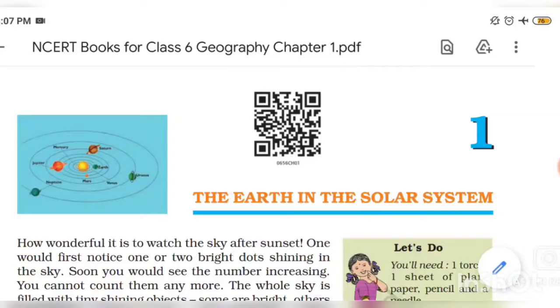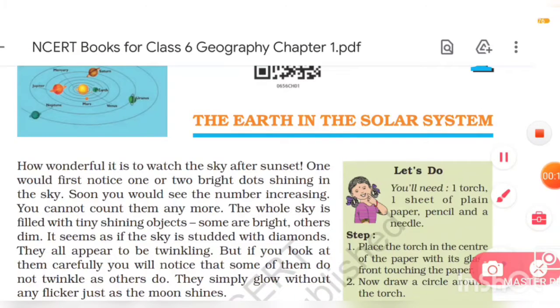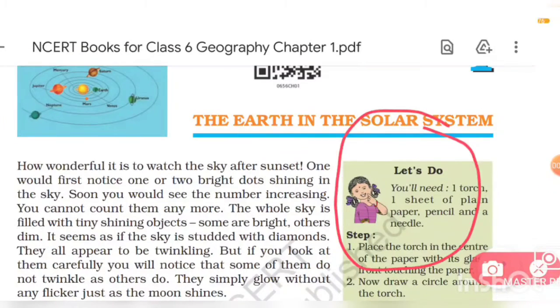Today I will be covering the Earth in the solar system. Before going to discuss the Earth in the solar system, one concept the students should know is that there is one universe, and in the universe there are numerous galaxies. One galaxy is named Milky Way, or we can say Akashganga, where we live. In this galaxy the sun, moons, planets and other objects are there. Now coming to our chapter, the Earth in the solar system.